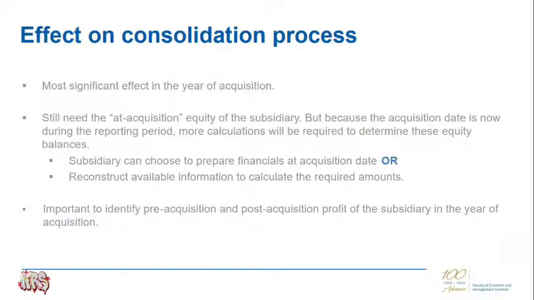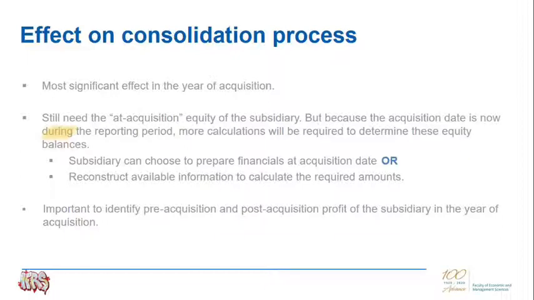An interim acquisition of a subsidiary has the most significant effect on the consolidation process in the year of acquisition. You still need the at-acquisition equity of the subsidiary so that you can eliminate the common items, measure NCI and goodwill or gain from bargain purchase. But because your acquisition date is now during the reporting period, you might not immediately have all that information available on that date, because the subsidiary's reporting period is on a different date and they would not necessarily have prepared financial statements at the date of acquisition.